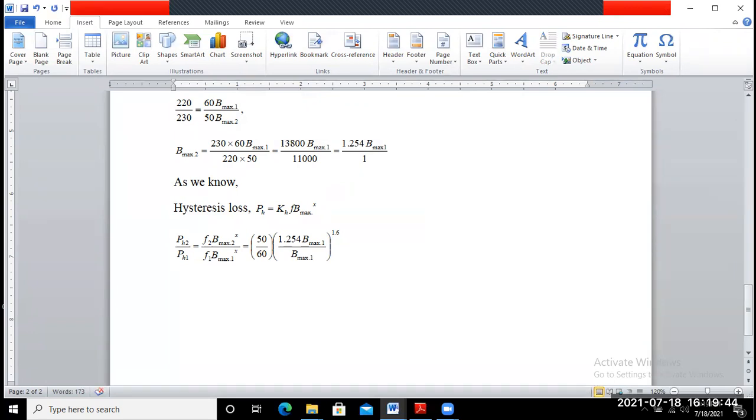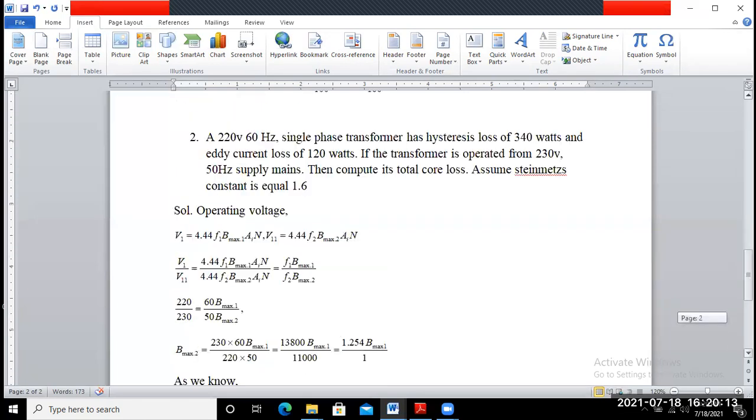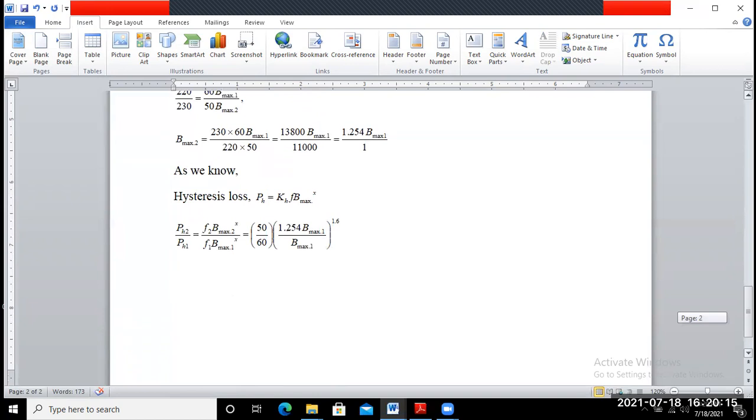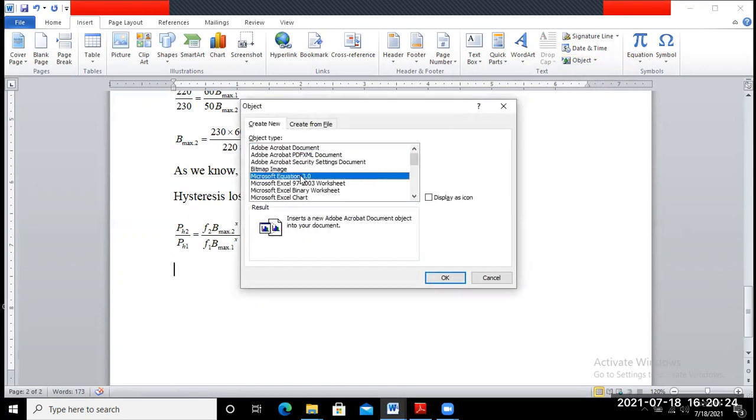So you can find out pH2; pH1 is already given to you. If you multiply along this side, you can write pH2 equal to this, where B max 1 cancels out, so the only remaining part is 1.254 whole to the power 1.6. And pH1 is already given in the problem: pH1 equals 340 watt. So just find out the value of pH2, that means the hysteresis loss in the transformer operating at 230 volt 50 hertz frequency.